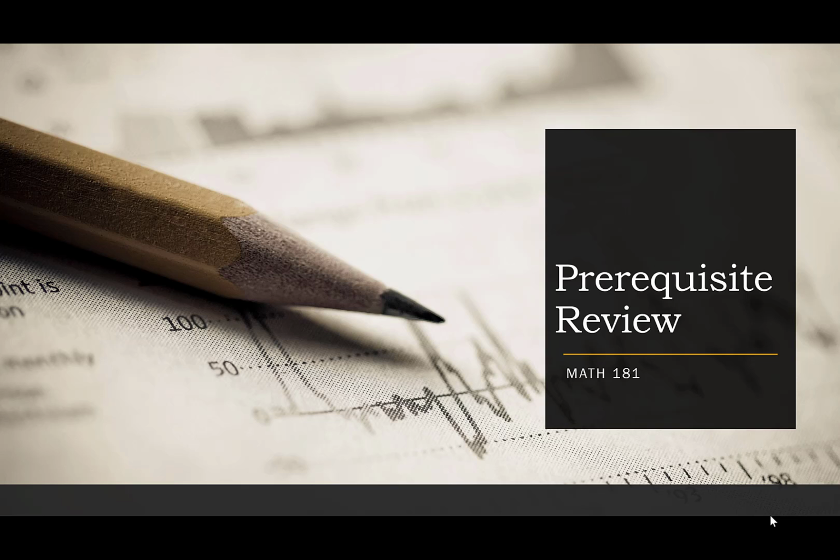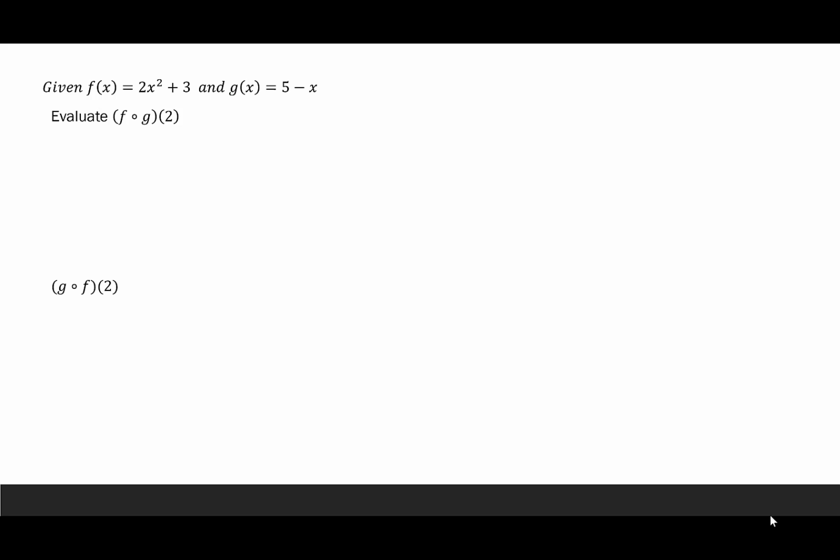Hi everybody, so this is the rest of the review we didn't get to finish yesterday. This is just getting us ready to start Calc 1 and going over a few algebra and trig things that will be important. All right, so here's where we left off: composition of functions.